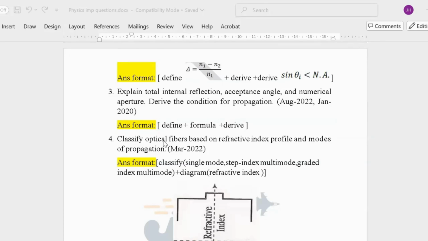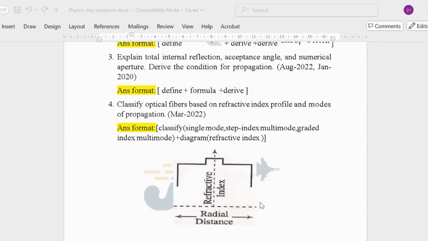Classify optical fibers based on refractive index profile and modes of propagation. So the classification will be single mode, step index multimode, graded index multimode, right? And they have asked for refractive index profile, so you are going to draw this diagram individually for each one, right? Now moving on to the next question.